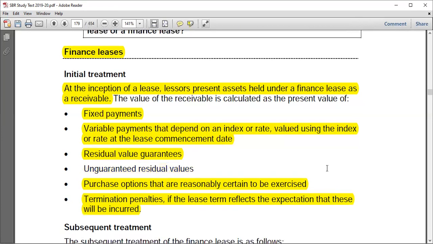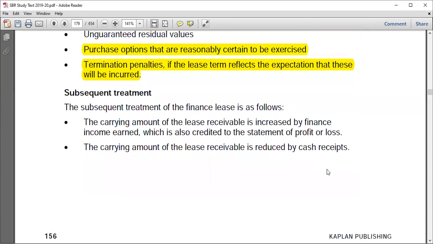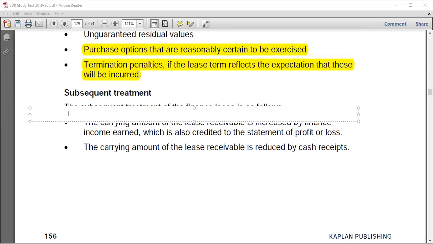No issue. Subsequent treatment is easy. Subsequent treatment has no issue at all. Let me just write that amortization table again before going any further. You need to know how to simplify matters for yourself, right? What did we do for the amortization?